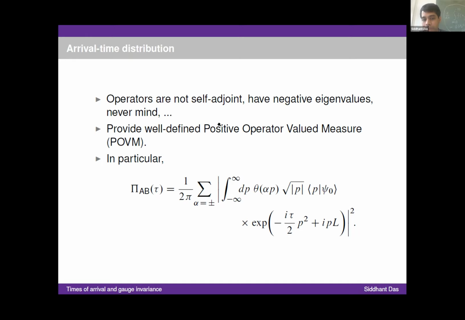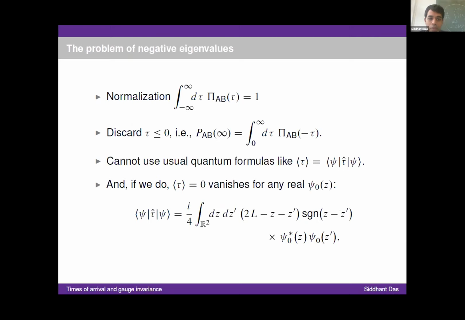Given that it's not self-adjoint, one has to appeal to more generalized notions of observables in quantum mechanics, namely that of positive operator valued measures. And after some work, this operator leads to a well-defined arrival time density, which I've written here. It's a bit of a mouthful of a formula, but it's based on the Fourier transform of the initial wave function, as you can see here, and a suitable integral that you need to compute. So that's the formula. Moving on, this operator leads to a distribution which has to be normalized over negative eigenvalues, negative arrival times, I mean.